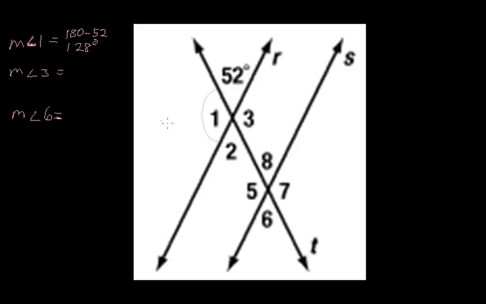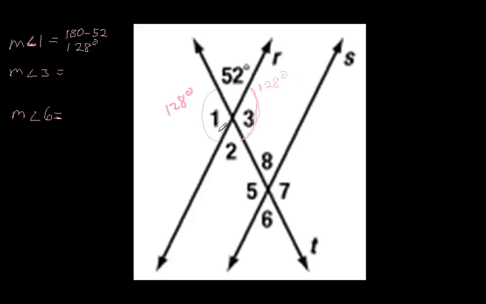Let me change into a brush real quick. 128 degrees. Well, that means that the measure of angle 3 is vertical to the measure of angle 1. So it's congruent. It's going to be the same size. The angles are going to be the same. It's 128 degrees. However, there is a second way to solve for this angle.